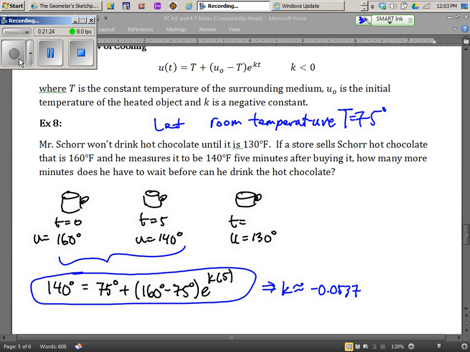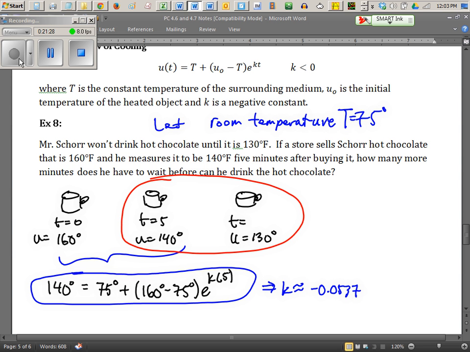Okay, so now I'm going to study this time interval here, and I need to set up the law all over again. This time the ending temperature will be 130, and the starting temperature in this 75-degree room is 140, so this is a plus. 140 minus 75 times e to the kt, but I now know K, right?